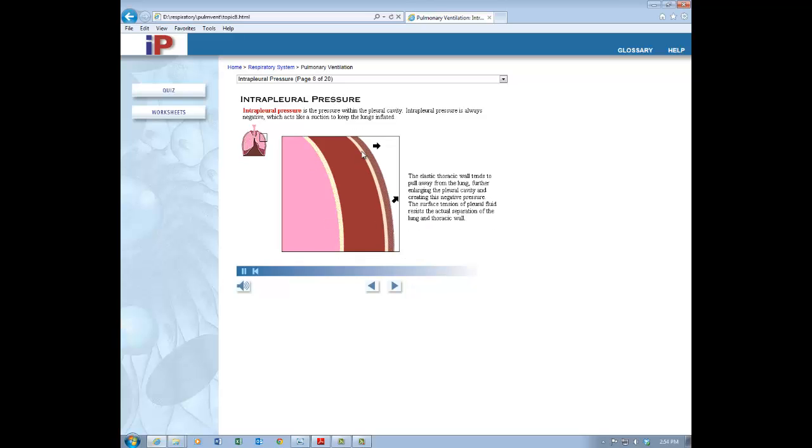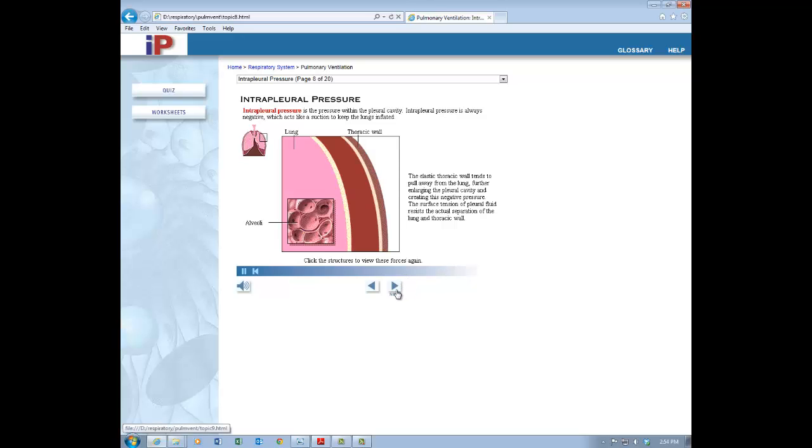The elastic thoracic wall tends to pull away from the lung, further enlarging the pleural cavity and creating this negative pressure. The surface tension of pleural fluid resists the actual separation of the lung and thoracic wall. Click the structures to view these forces again.